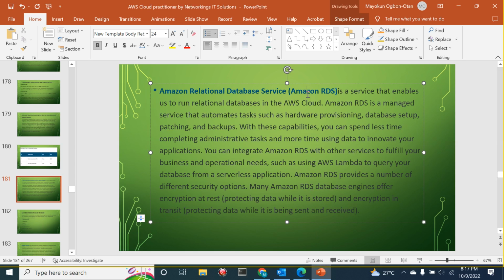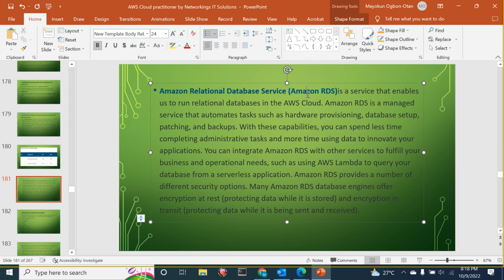Okay. So Amazon Relational Database, we said, is a service that enables us to run relational databases in the cloud. We already see how a relational database looks like. It uses SQL, your structured query language, and we have our columns and our rows. And we say it's a managed service that automates tasks such as hardware provisioning, database setup, patching and backup. When it's a managed service, it means you are not going to do anything on your own. Just bring your data and put it there.